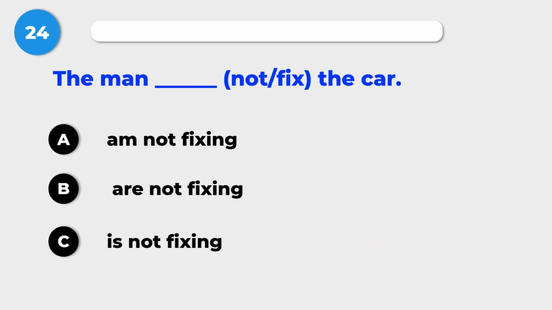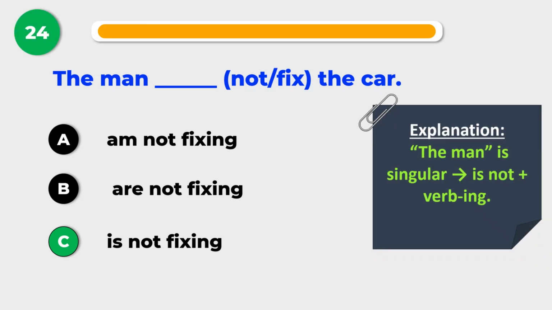Question 24. The man dash the car. The correct option is C, is not fixing. The man is not fixing the car.